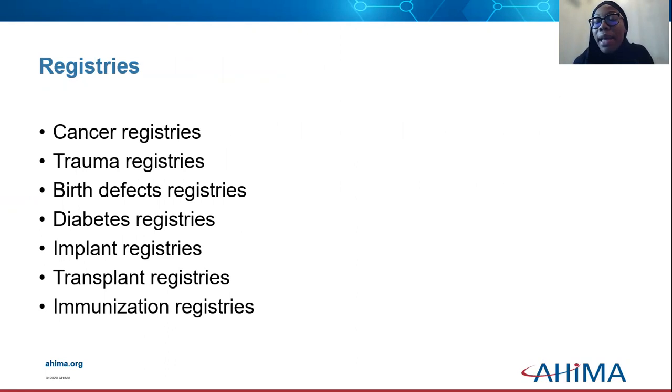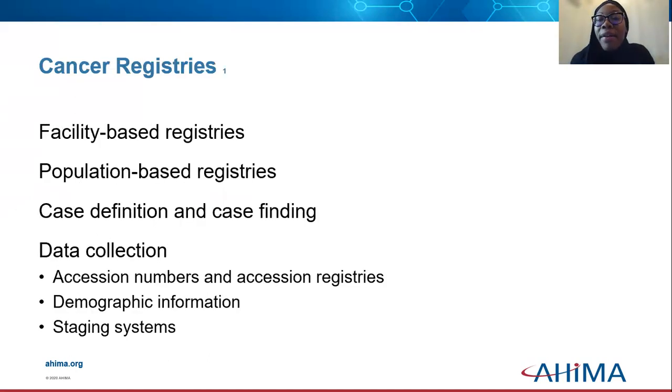So here are some examples of the many registries. I mean, there's so much more, but this slide only lists a few. We have trauma, cancer, birth defects, diabetes, implant, transplant, and immunizations. For cancer registry, you can have two types of registries, your facility-based and your population-based. But let me go back and tell you what these are in case you are not familiar.